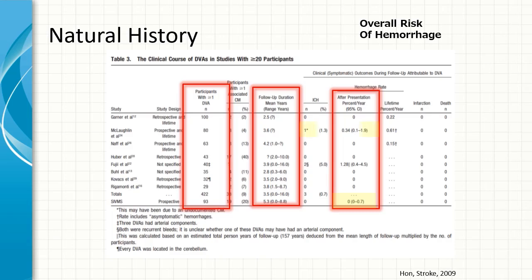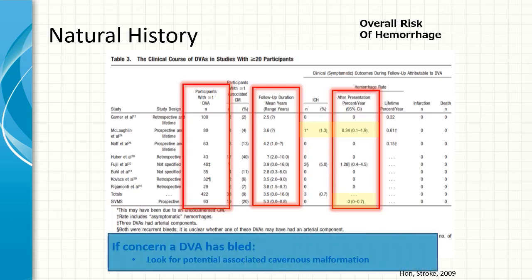I will also highlight this study which reported a 0.34% per year risk of hemorrhage based on one hemorrhage in the prospective follow-up time. There's a small asterisk by the 1, and the asterisk reads, "This may be due to an undocumented cavernous malformation." Other studies have similarly reported that if you see a developmental venous anomaly with associated hemorrhage, you should first look for a potentially associated cavernous malformation, which is more likely to bleed. Overall, I conclude that the risk of hemorrhage from a developmental venous anomaly is low from these studies.